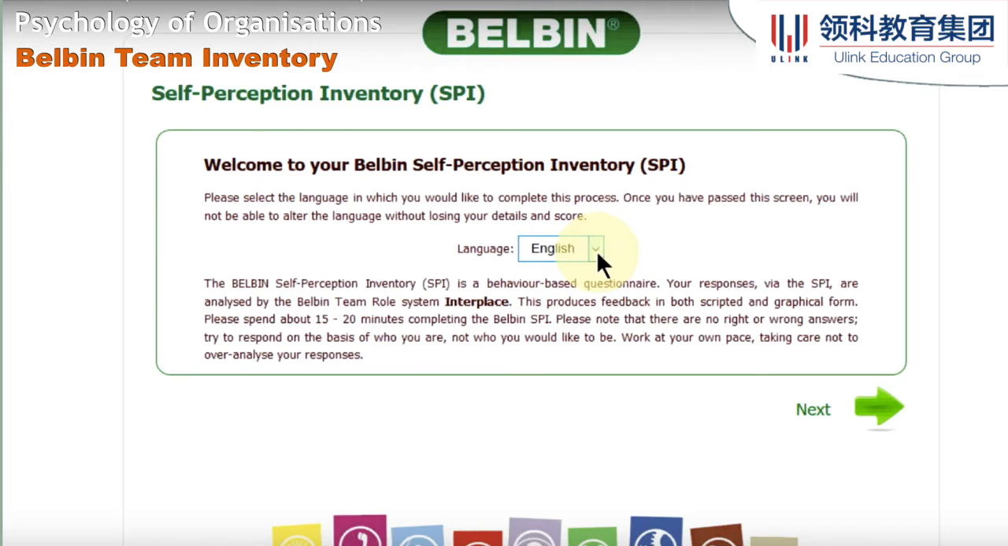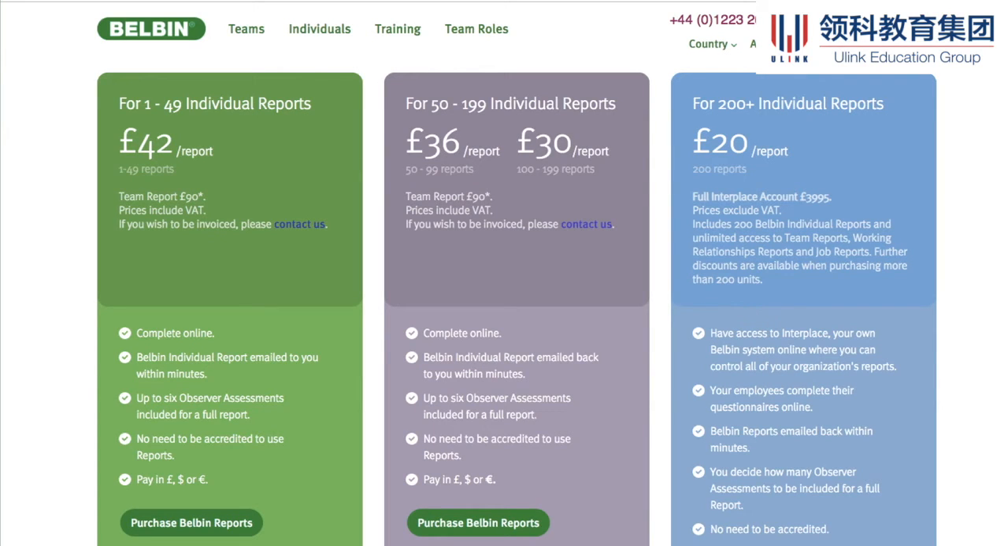Okay, it is available in multiple languages. Might be interesting to look at whether there are some sort of cultural differences between various groups and how they respond to this report. And it costs money, which, believe it or not, is actually one of the evaluative points you can make about the Belbin inventory. One of its weaknesses might be that it is expensive, £42 per report if you're doing it within relatively small groups of 1 to 49 individuals. The more people you have, the cheaper it gets. It's a bargain.